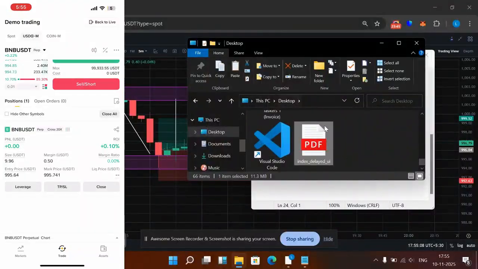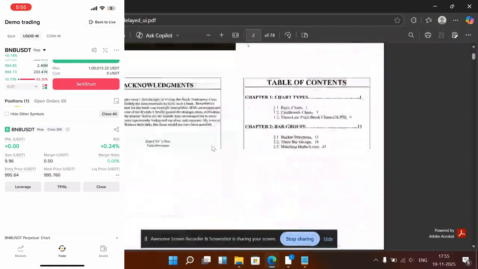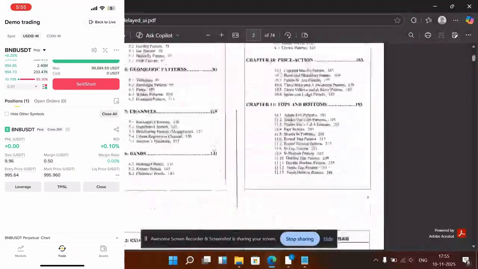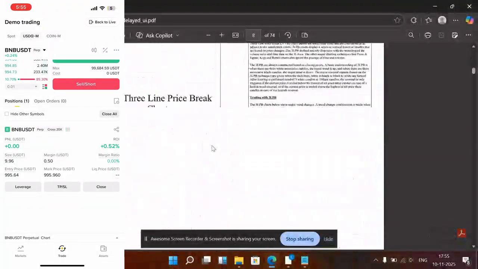Okay, here it is. Now let me open this. Now here, let's look at some patterns. This is a great book. I'm going to say another book I have. I'm going to share both the links below in the description.